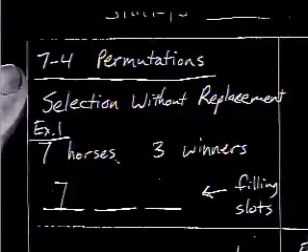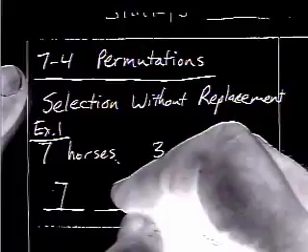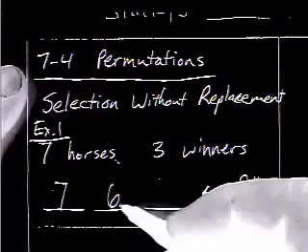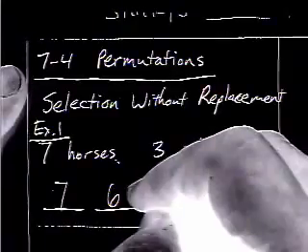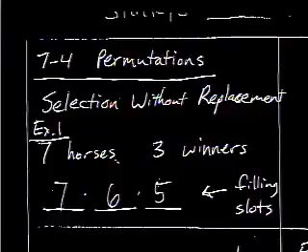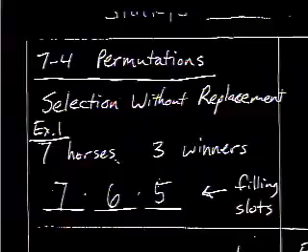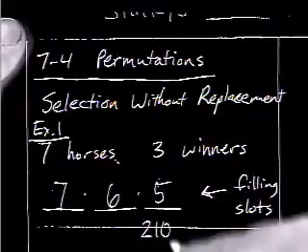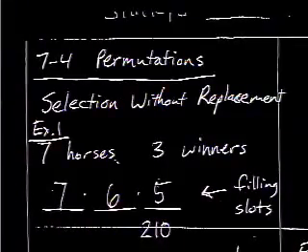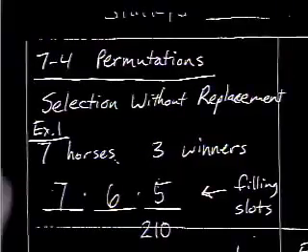So there are 7 horses which can win the first spot. 6, once the first horse is won, there's only 6 choices for the second spot, and 5 for the last spot. Okay, this is the idea of filling slots, not playing slots. That's a different story, but filling them. So 7 times 6 times 5 makes 210 possible different combinations of horses coming in for win, place, and show.